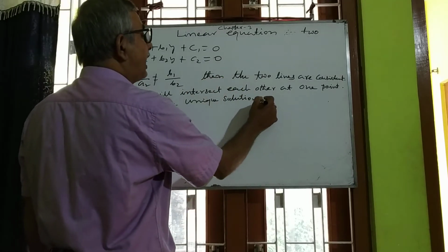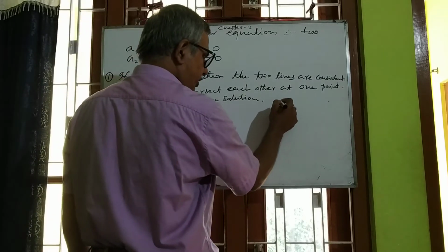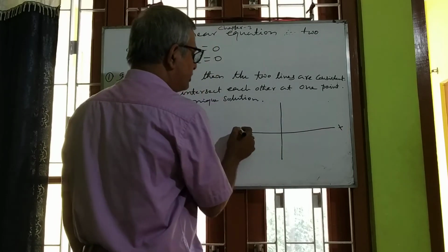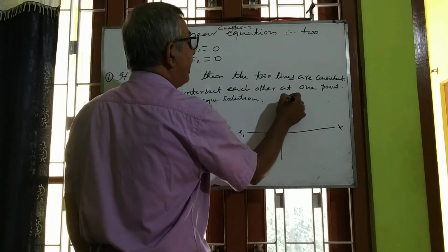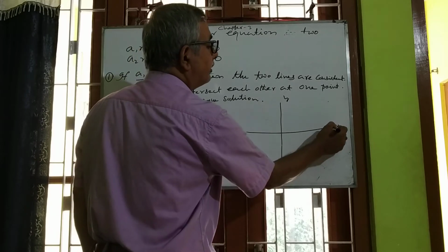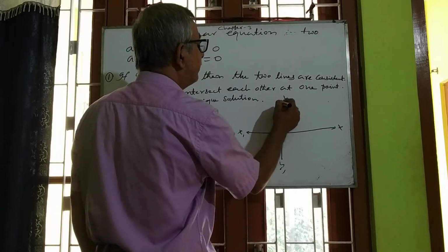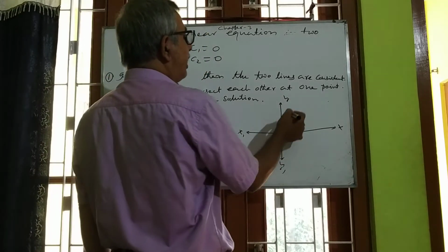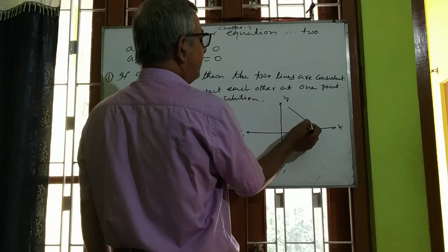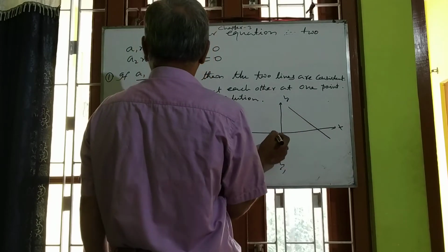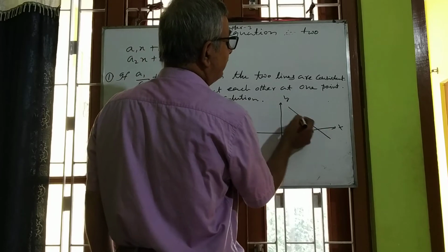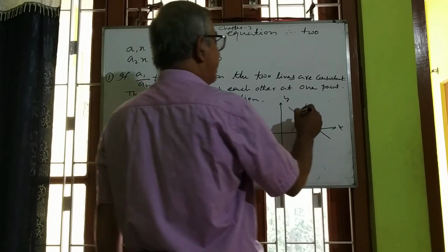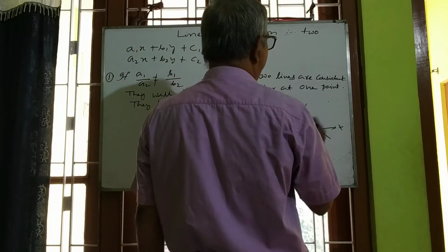When you are drawing the graph, what type of graph will you get? You see, the graph will be like that. X-axis, Y-axis. Suppose you are drawing one line like that, then another line will be like that. So they will intersect each other at a point.